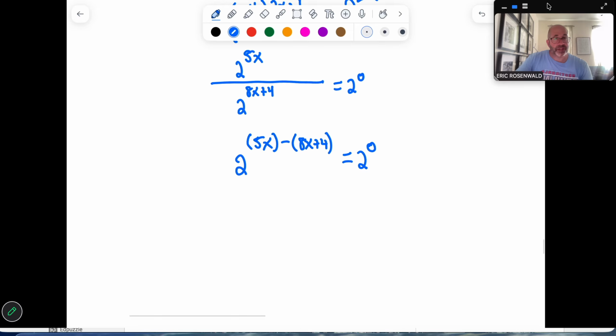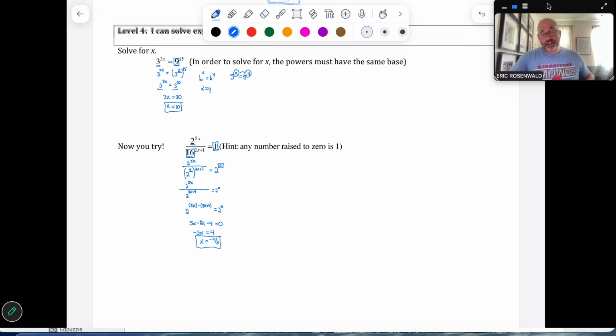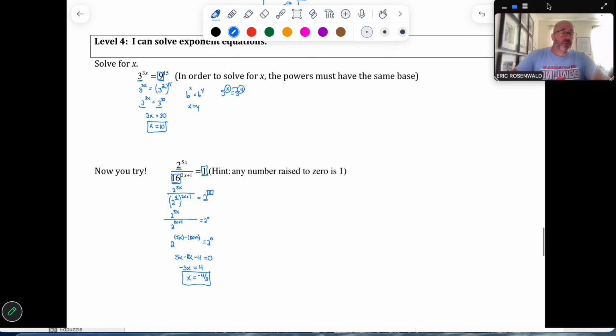And now that my bases are the same, I can just set the powers equal to each other. So 5x minus 8x minus 4 is equal to 0. That means that negative 3x is going to equal positive 4. And that tells you that x is equal to negative 4 over 3. And that is it. Okay, so exponents are pretty easy. There's a bunch of rules to them, but my suggestion is always take them one step at a time. Keep using the exact same step, and you'll see that they actually simplify pretty quickly and easily, okay?